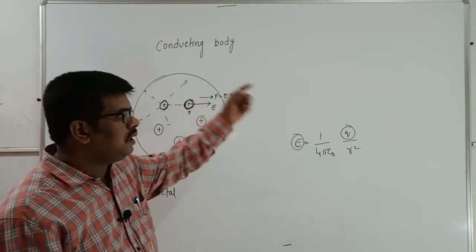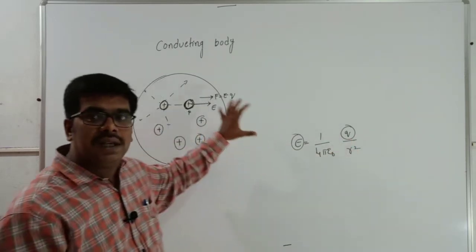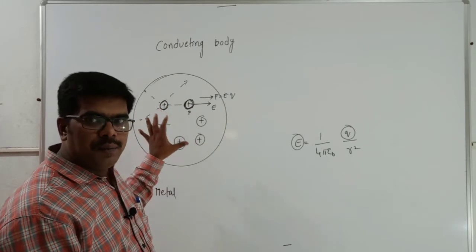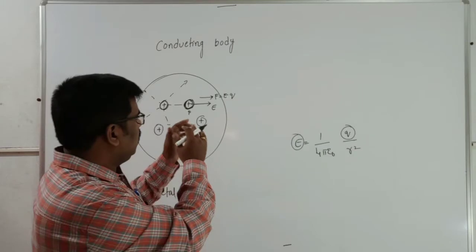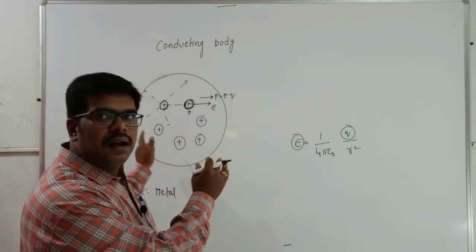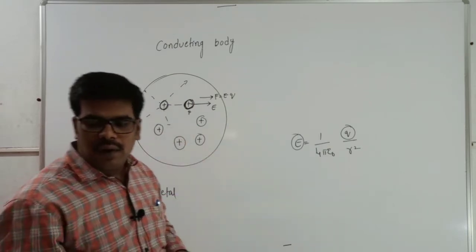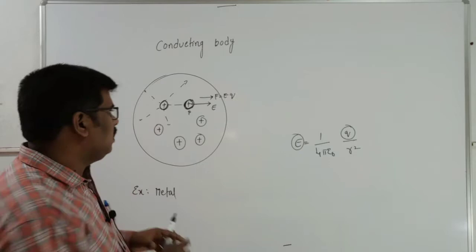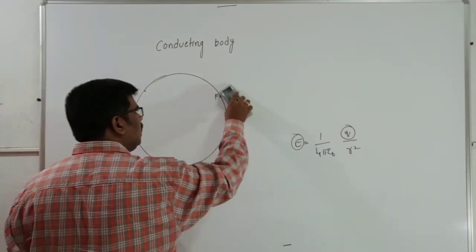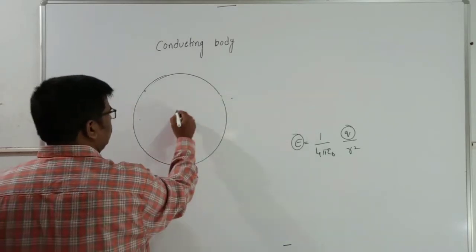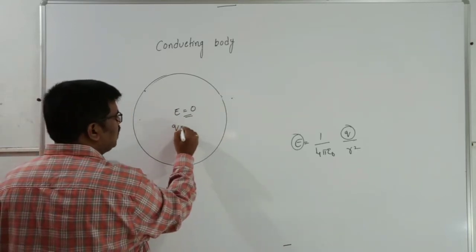Electric field should be 0 in the sense that Q inside should be 0. So whatever charge we provide to the sphere should be distributed over the surface in order to maintain the electric field intensity inside as 0. That's why, in the case of conducting bodies, if a charge is provided to it, inside the conducting body the electric field intensity is 0.